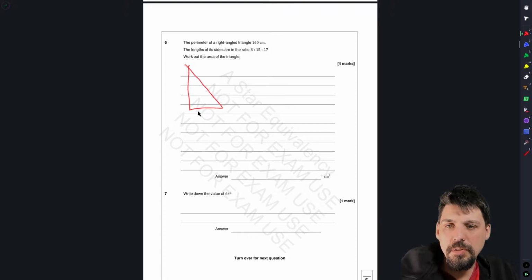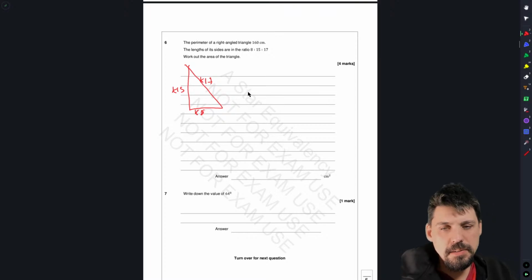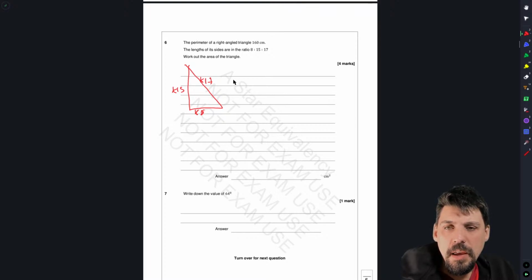It's in the ratio 8 to 15 to 17. Oh yeah, I think that came up in one of my streams actually. Someone pointed out that if you multiply that up by k, it is a right angle triangle. Work out the area of the triangle.